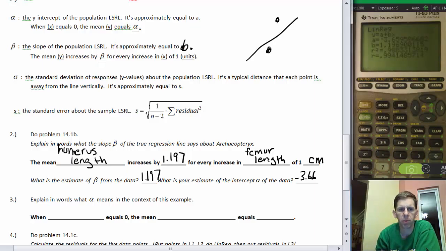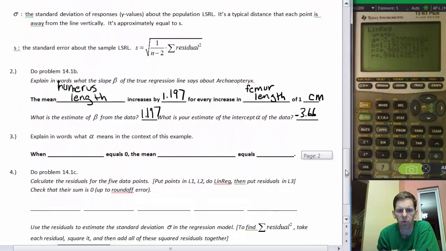So we're going to use the script that we have for beta above here. When we explain in words what the slope means, it means that the mean y value, in this case the humerus length, increases by whatever beta is, about 1.197, for every increase in femur length of 1 centimeter. Beta is approximately equal to lowercase b, which was 1.197, and our estimate of alpha in this problem would be negative 3.66.